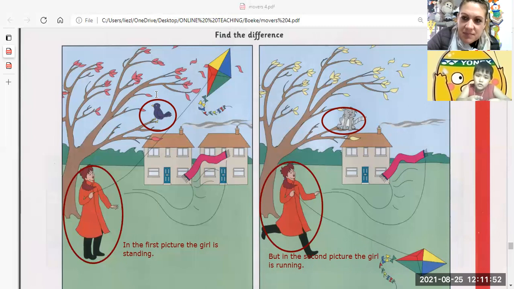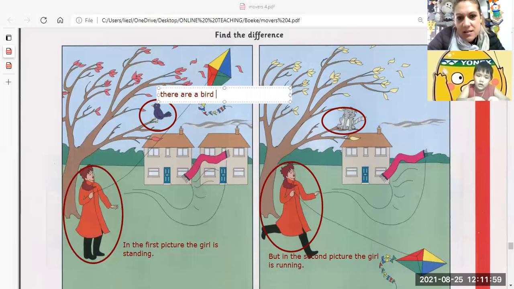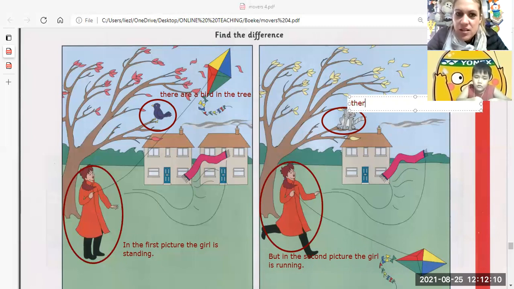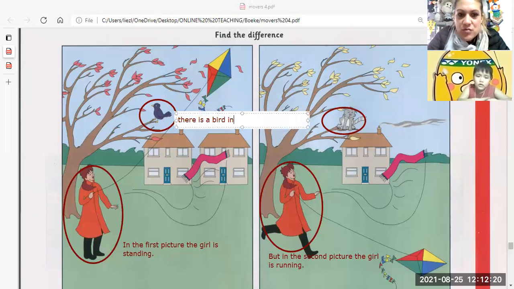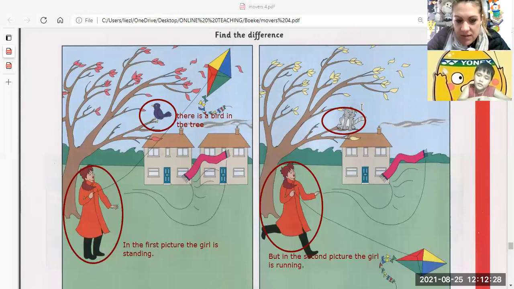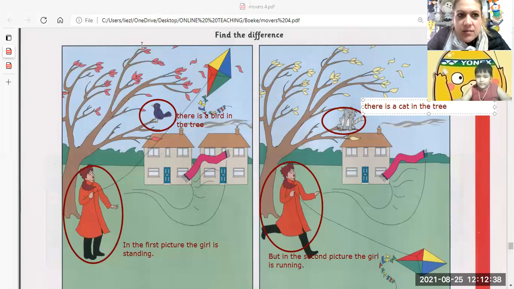In the first picture, there is a bird in the tree. Sorry, it's not bus, it is bird. In the first picture, there is a bird in the tree. And in the second picture, there is a cat in the tree. What else can you see? Can you see something else that's not the same?